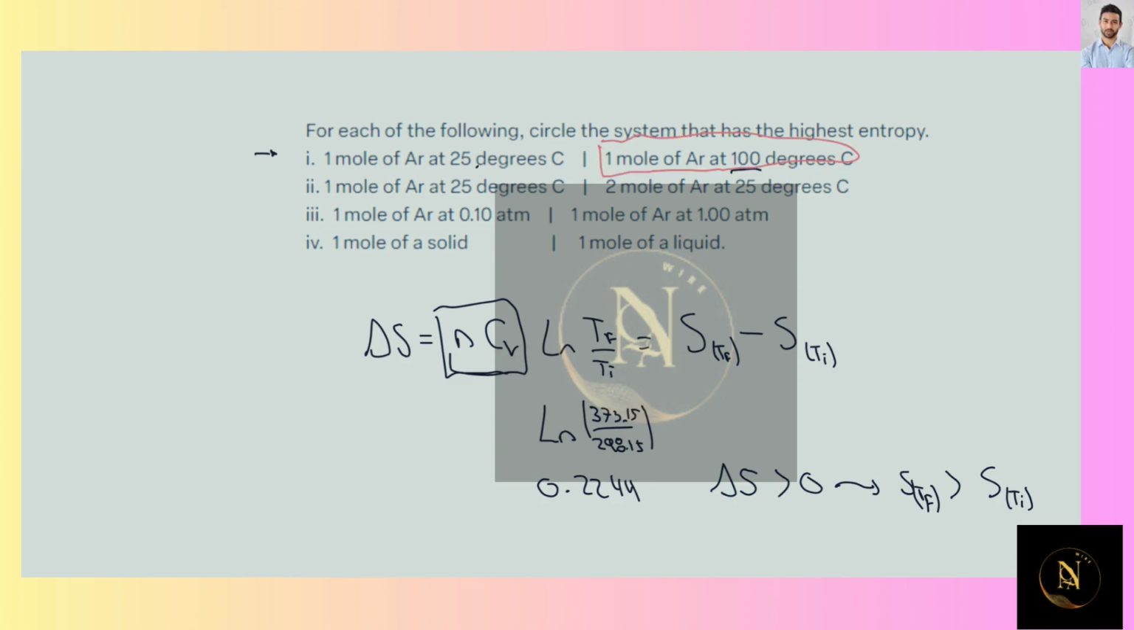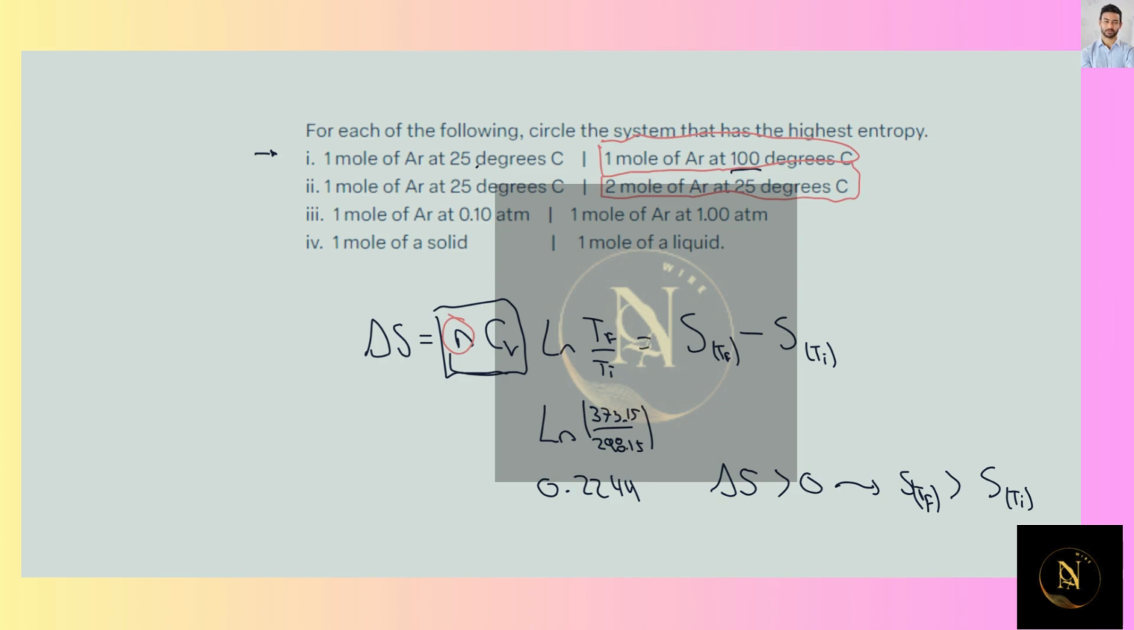Next up, 2 moles of argon at 25 degrees or 1 mole of argon. In this case, it would be 2 moles. As we can see here, the entropy is going to be directly proportional to the number of moles that we're going to have. Next up, we're going to have a mole of argon at 2 different values for pressure.